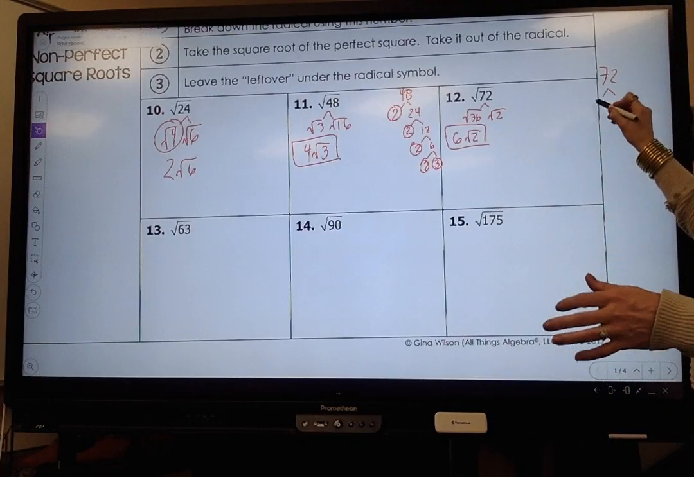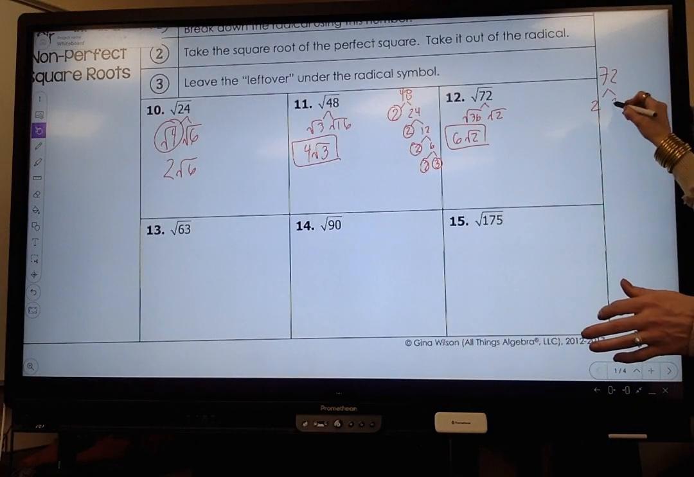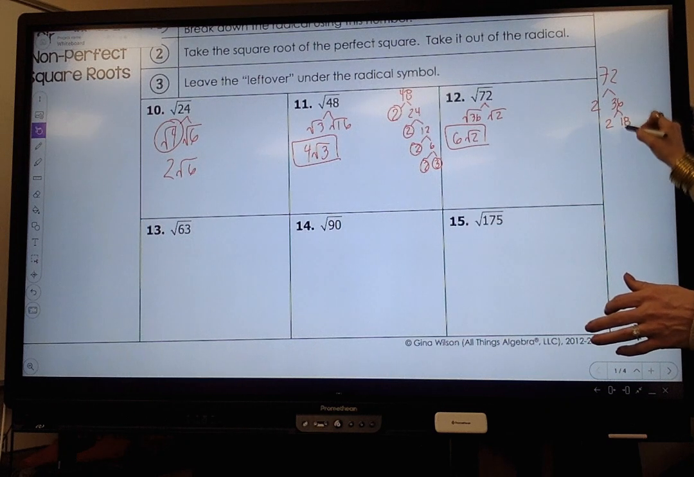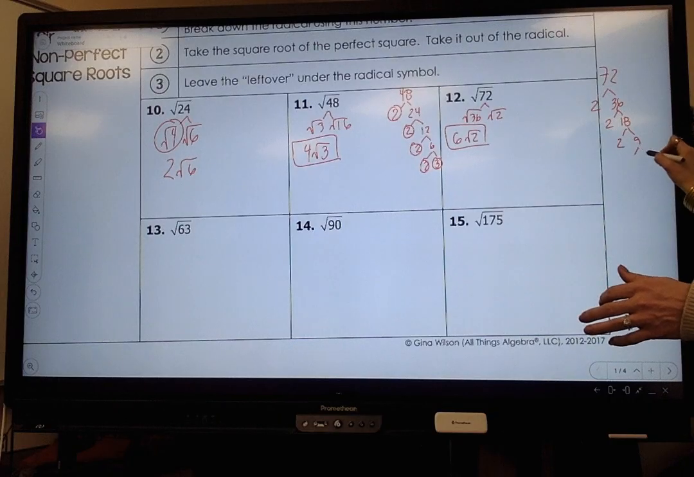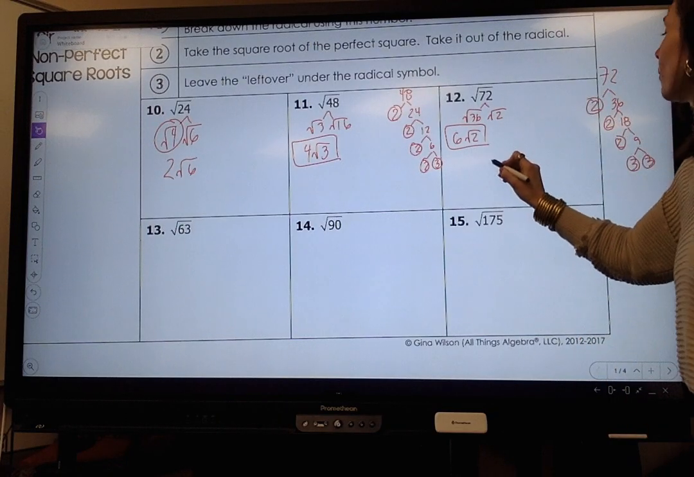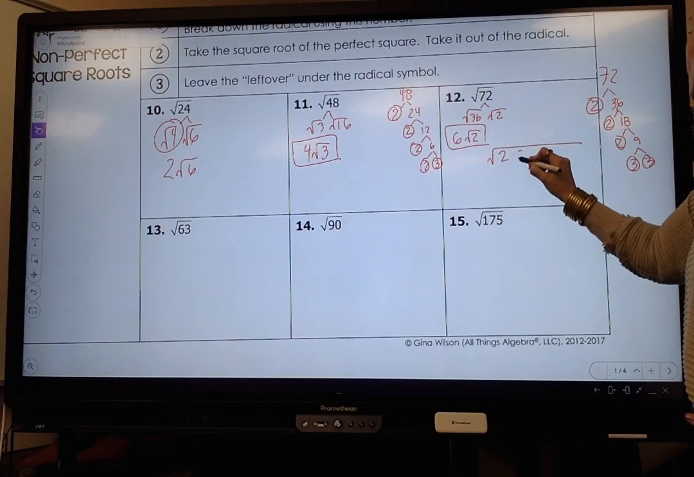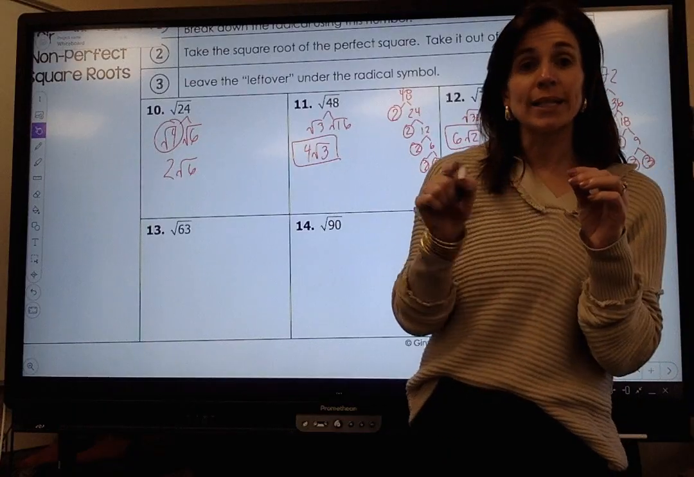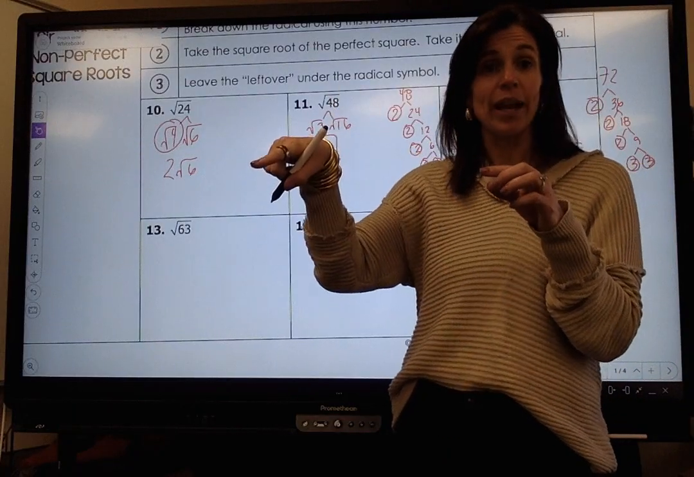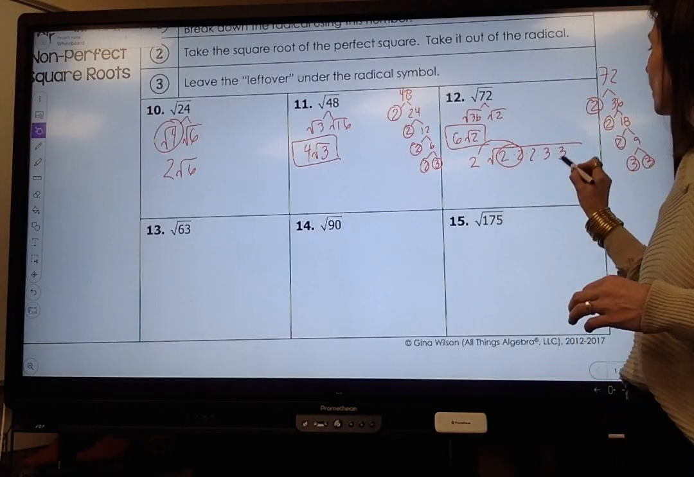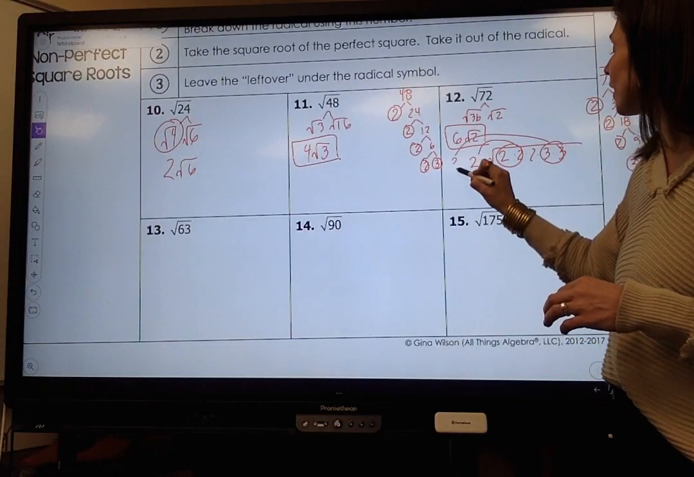So, I start with 2, so 2 goes into 72 36 times, and then 2 goes into 36 18 times, 2 and 9, 3 and 3. So these are all prime numbers. So I'm going to draw my radical, and I get 2 times 2 times 2 times 3 times 3. And remember what we said, it takes a pair to go outside the radical. So I have a pair of 2's that go outside the radical, and I have a pair of 3's that go outside the radical.